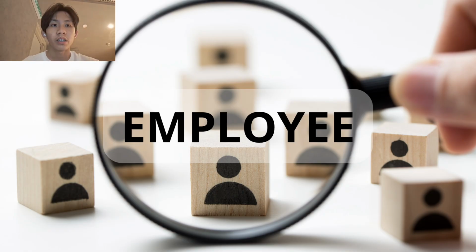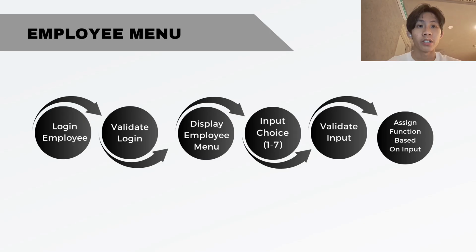So now I will tell you about the employee, such as the employee menu. The employee menu contains 7 steps, including login employee, for the users to begin logging in with their credentials. And then second is validate login, so the system verifies the login credentials. And the third one is display employee menu.